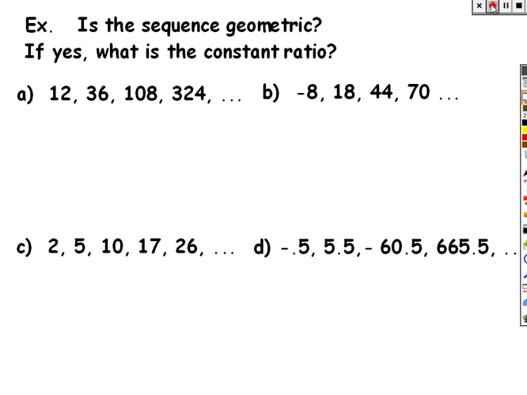So now let's take a look at 4 different sequences. I'm wondering which of these sequences are geometric, and for any that are geometric, can we find the constant ratio? Let's look at the first one together. What do you think? Is this geometric?